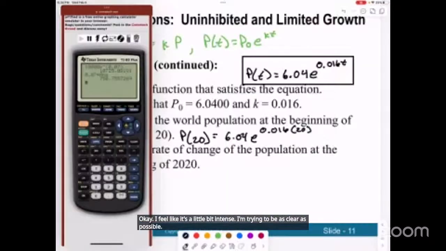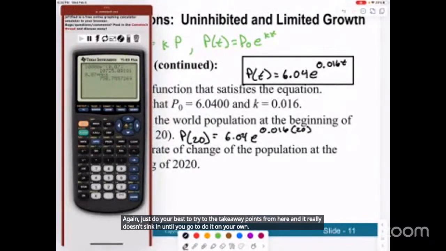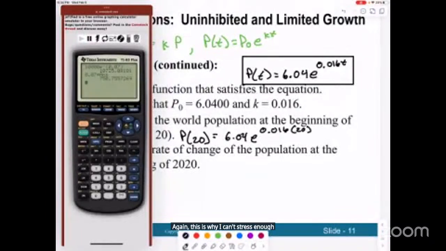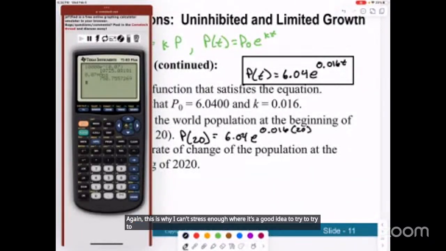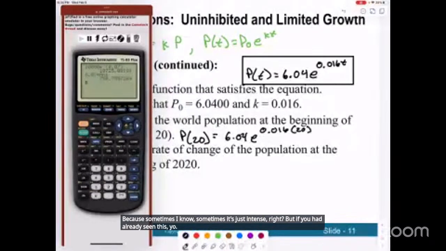I feel like it's a little bit intense. I'm trying to be as clear as possible. Again, just do your best to try to absorb the takeaway points from here, and it really doesn't sink in until you go to do it on your own. Again, this is why I can't stress enough that it's a good idea to try to synthesize or process this information before class, because sometimes it's just intense, right? But if you had already seen this, yo, that pacing.